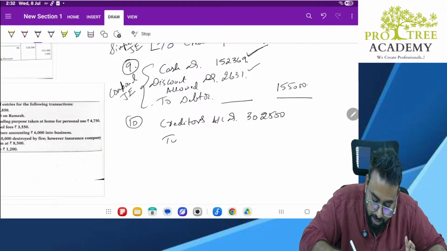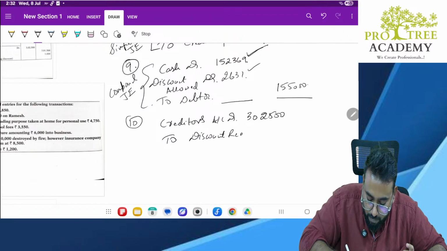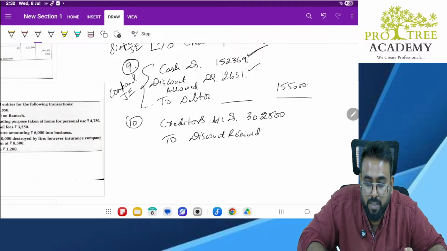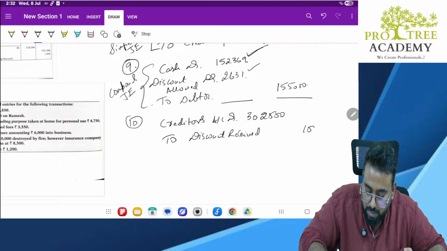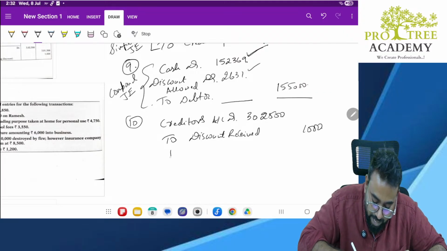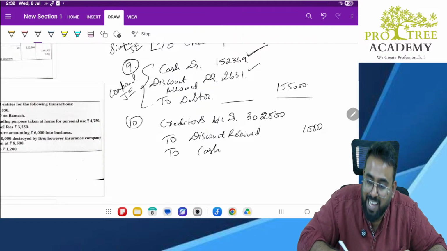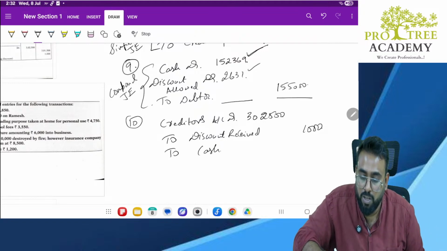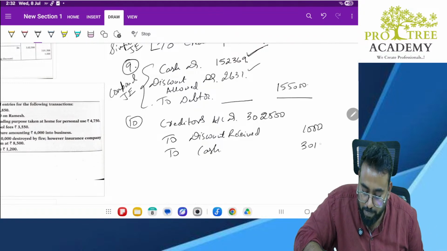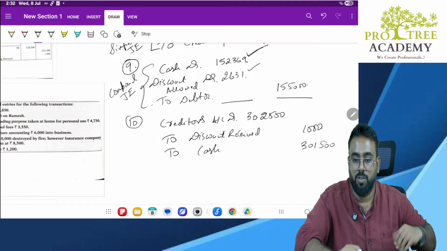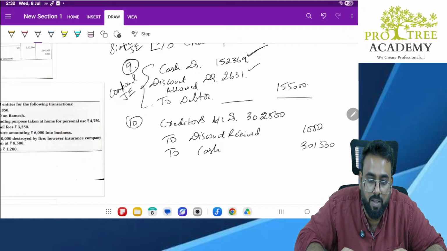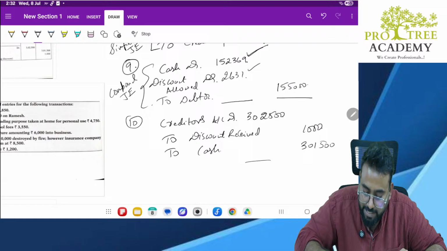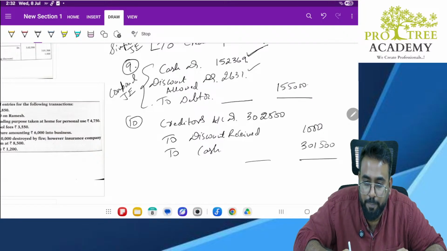Now we are receiving discount income. So we can say discount received, that will be how much? 1,000. Then we are paying it by cash, so our cash balance will also come down. So how much cash are we paying? Only 3 lakh 1,500. Clear? Again, matching. Is everybody understanding?